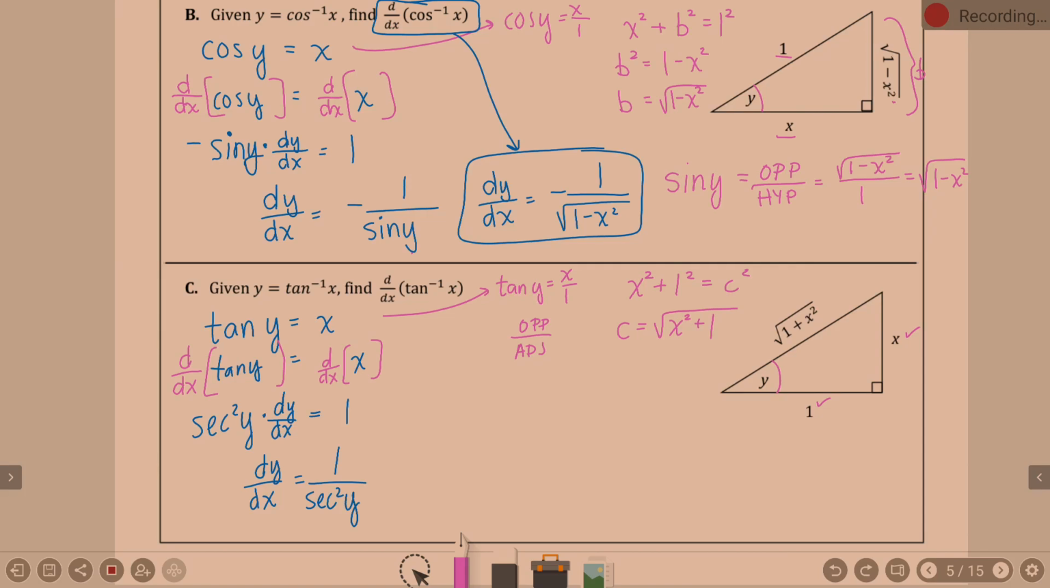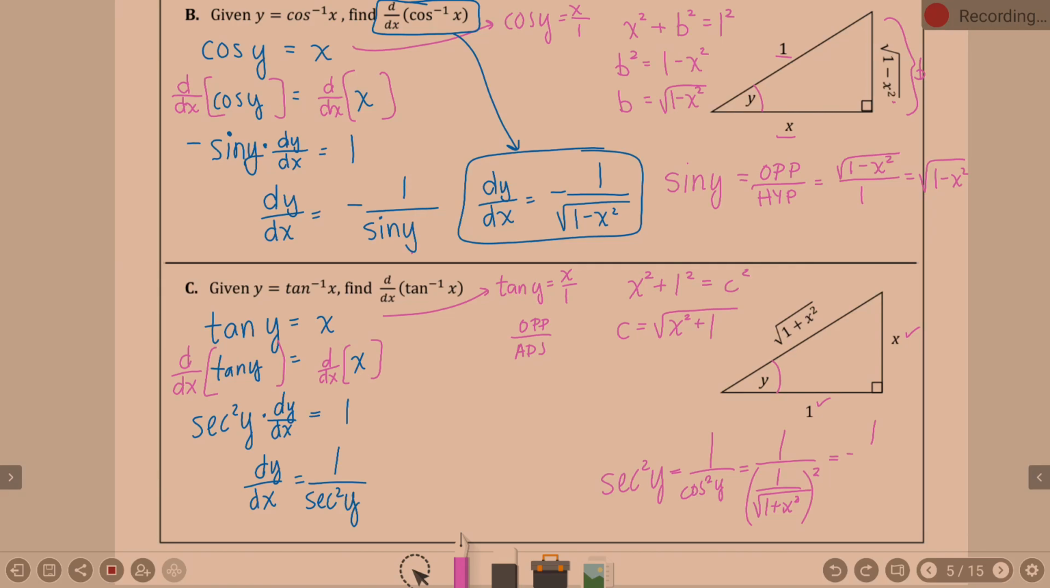Now, we need to know the secant squared. 1 over cosine squared. We can go that route. So 1 over, what's cosine going to be here? 1 over the square root of 1 plus x squared. But keep in mind it's cosine squared, so that's also going to be squared. Looks ugly, but give it a moment.